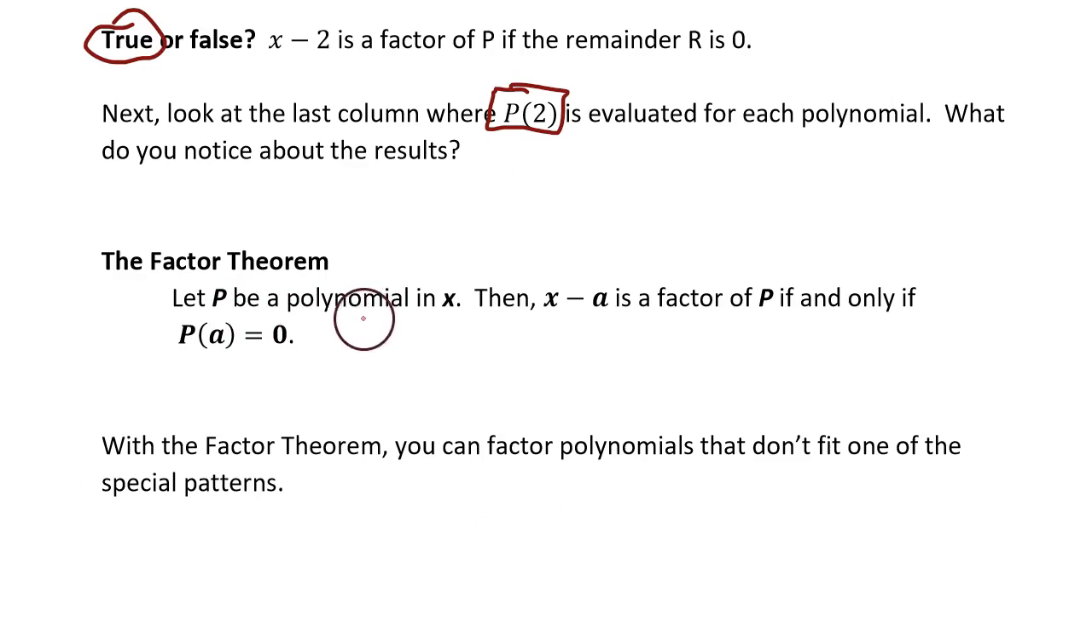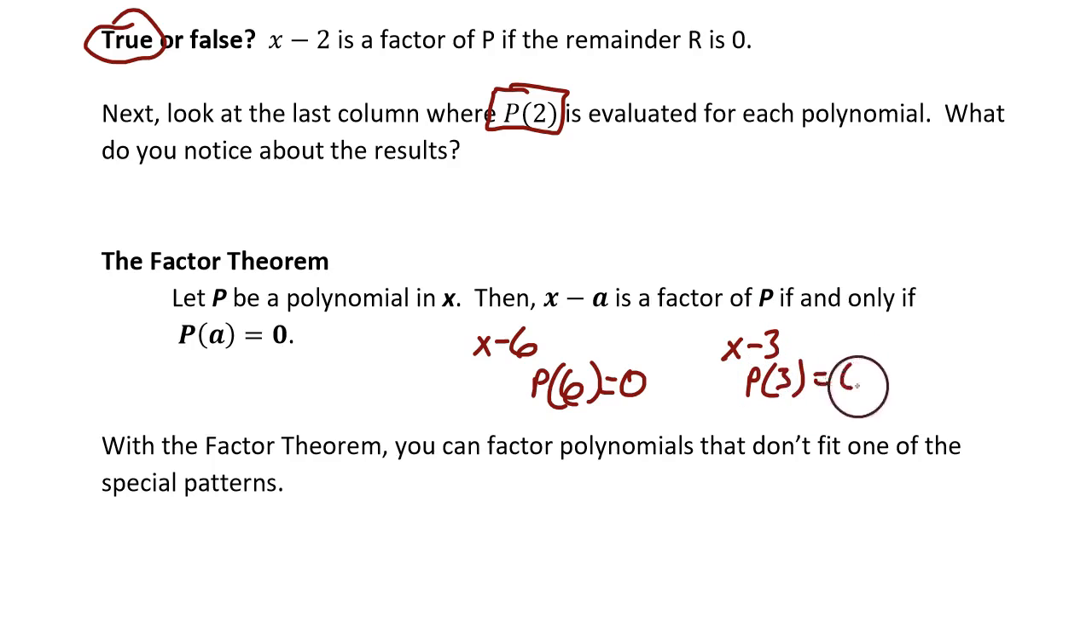If p is any polynomial with the letter x in it, then x minus a is a factor of p if and only if p of a equals 0. Let's say we have some polynomial. X minus 6 would be a factor of the polynomial if p of 6 turned out to be 0. Or let's say we have some other polynomial. X take away 3 would be a factor if p of 3 turned out to be 0. So the factor theorem connects factoring to substituting numbers in place of x and evaluating answers.